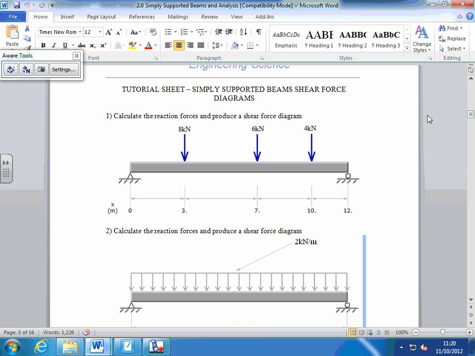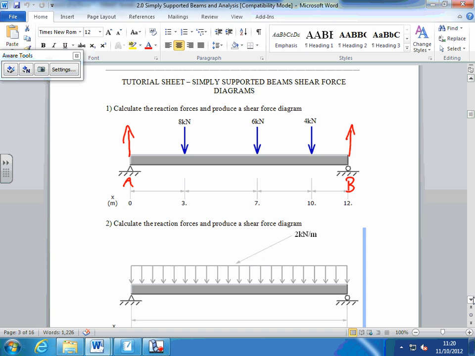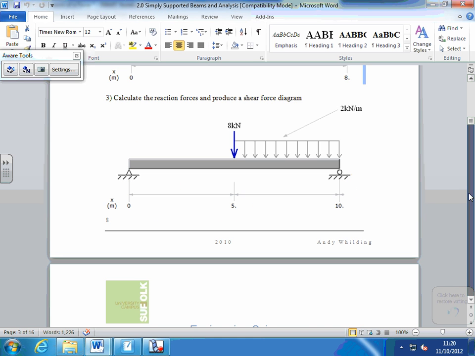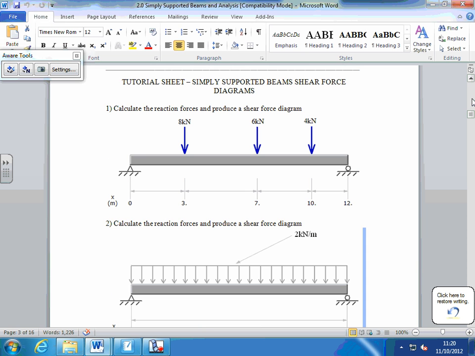So looking at the tutorial sheet now, for each of these examples, for now, don't worry about the shear force diagram, just calculate the reaction forces using moments at each of these supports. What's the reaction force at A? So if we label this A, what's the reaction force at B? So we'll label this B. Okay? You need to take into account what's going on if we've got a uniformly distributed load.